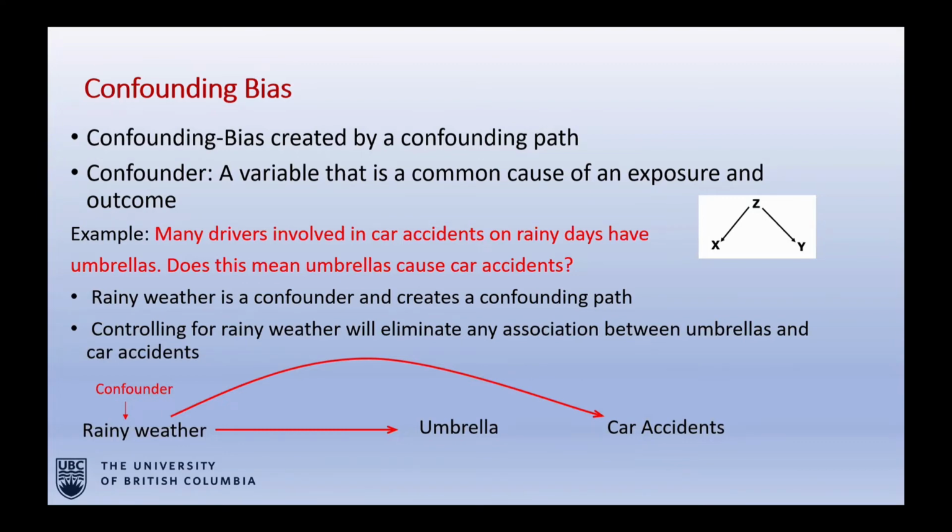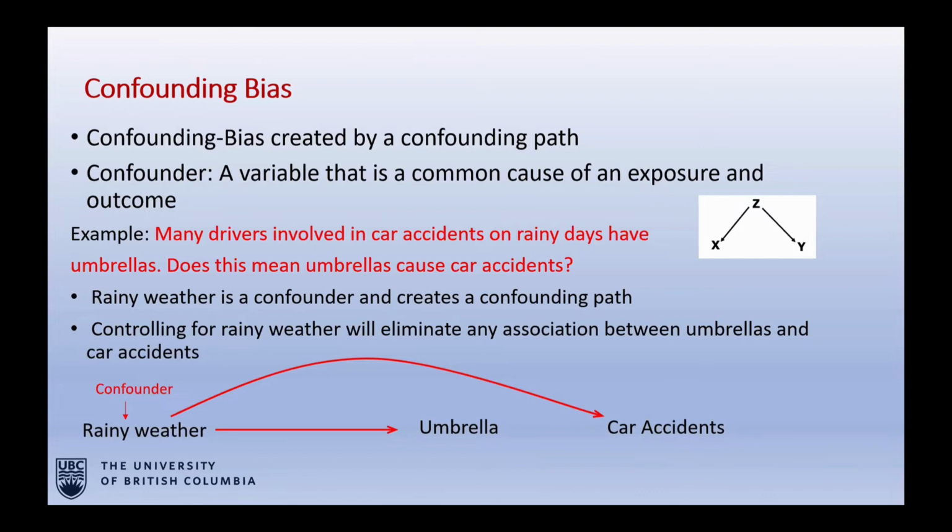And let's just go over an example that's non-medical as well. So, for example, we know that many drivers involved in car accidents on rainy days may have an umbrella in their car, but does that mean umbrellas can cause car accidents? And of course, the answer is no. And if you see the causal diagram, there is really no arrow between umbrella and car accidents. But you can see why people may associate umbrella use with car accident, and that's because of a confounder, which would here be rainy weather.